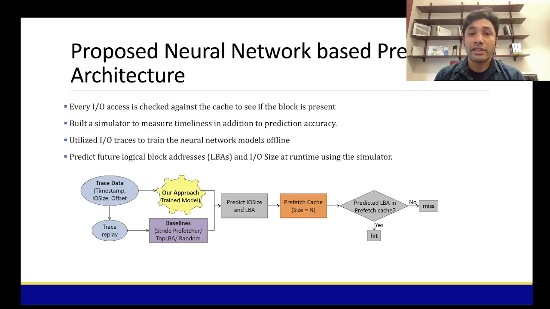Here we introduce our neural network-based prefetching architecture. The trace data containing information about timestamp, IO size, and offset are used to train the neural network model. The trained model generates predictions ahead of time to compensate for the inference latency and also the time to bring the blocks to DRAM. Every IO access is checked against the cache to see if the LBA is present, then it's recorded as a hit, otherwise a miss. We choose variable cache sizes of LBA for the stride, and we use a Markov chain-based predictor, a stride prefetcher, and a naive prefetcher to compare our work.